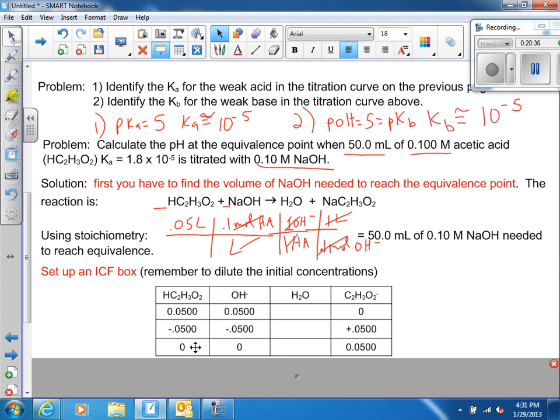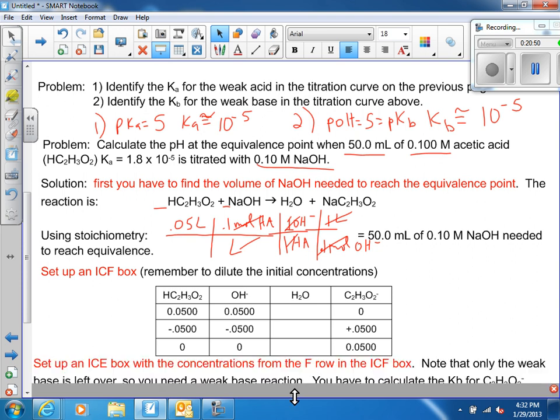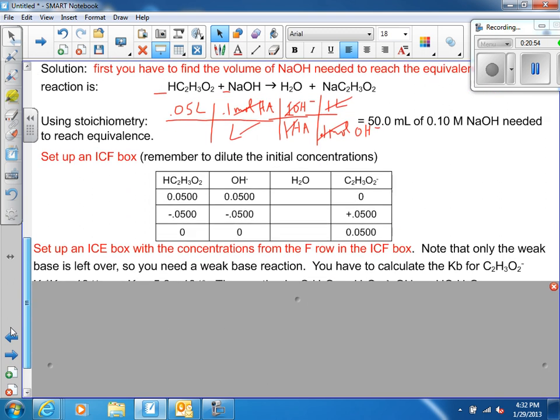The weak acid and the strong base end up at 0 at the equivalence point, as the definition of the equivalence point. These are gone. And all I'm left with is my weak base, which is why my pH hopefully will end up being basic. Sorry, all I have is the weak base. Now I have to set up an ICE box with the concentrations from this final row. This was an ICF.